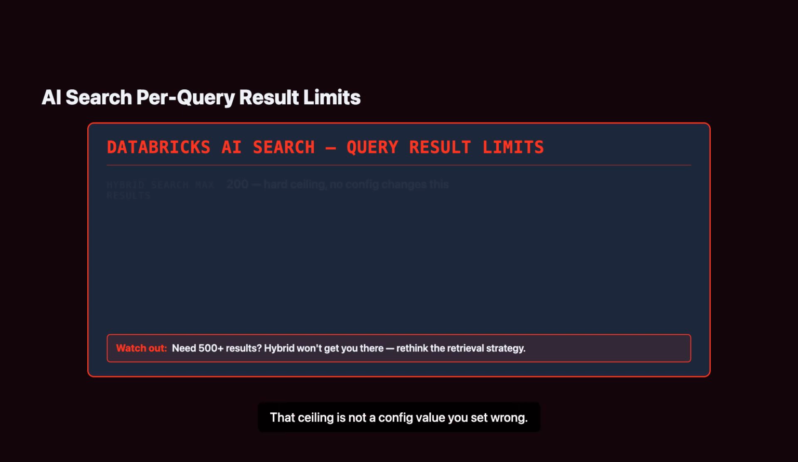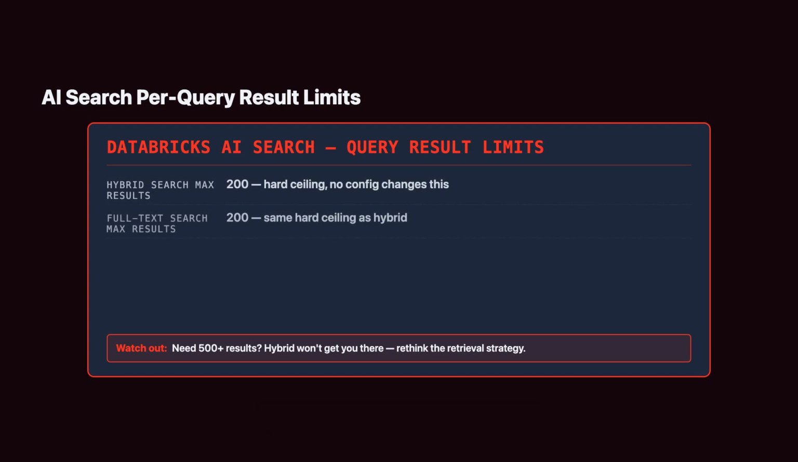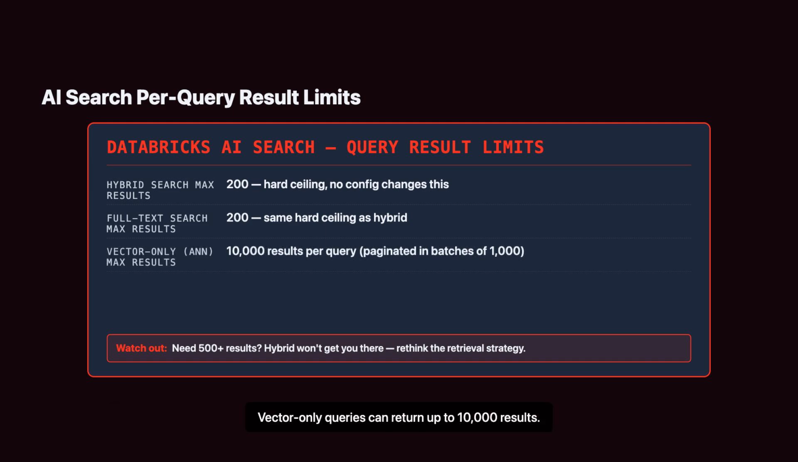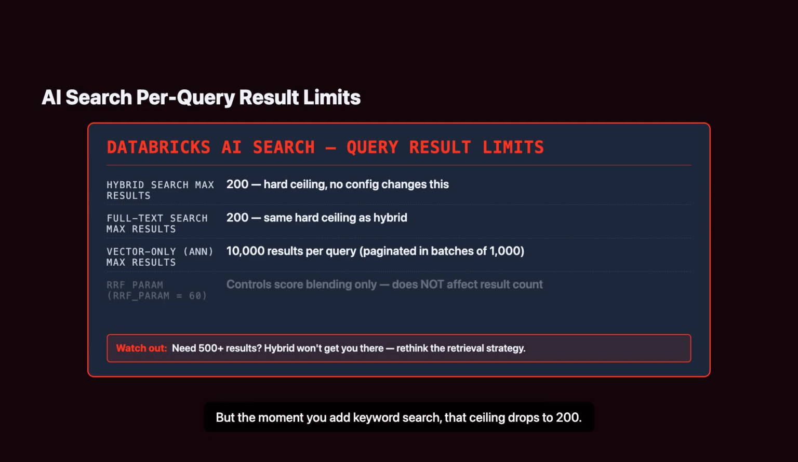That ceiling is not a config value you set wrong. It is a hard platform limit in Databricks AI Search. Hybrid queries hit 200, and so does full text search. Vector-only queries can return up to 10,000 results, but the moment you add keyword search, that ceiling drops to 200.